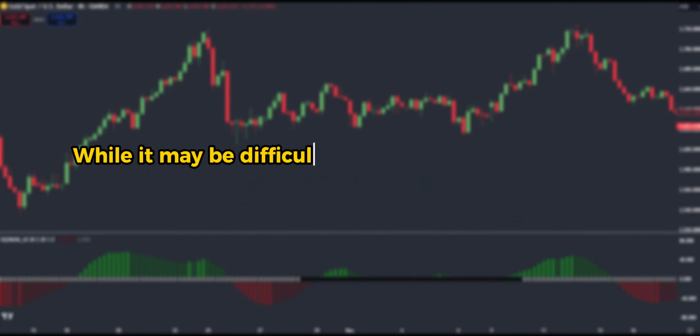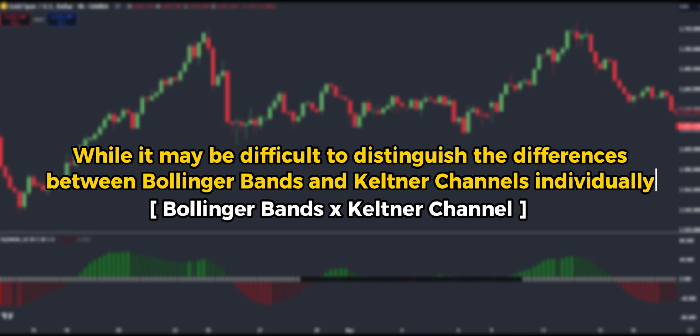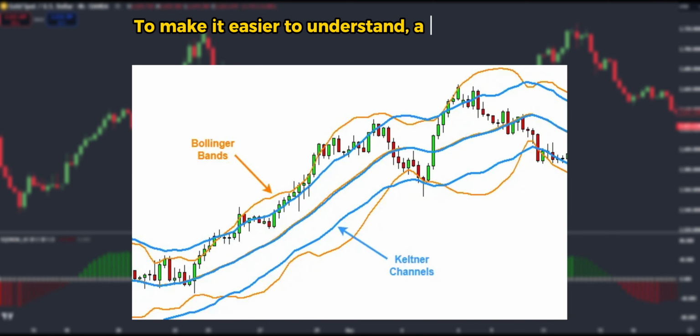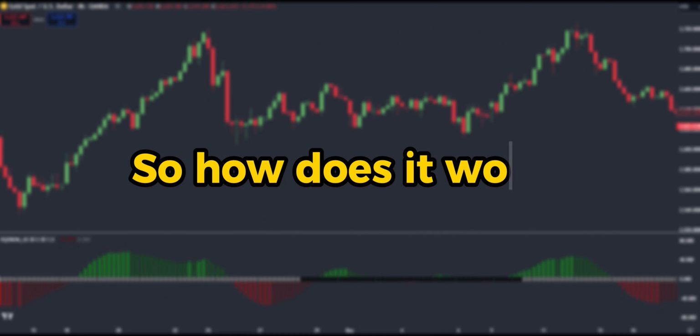While it may be difficult to distinguish the differences between Bollinger Bands and Keltner channels individually, to make it easier to understand, a chart displaying both indicators together is shown to highlight their differences. So, how does it work?